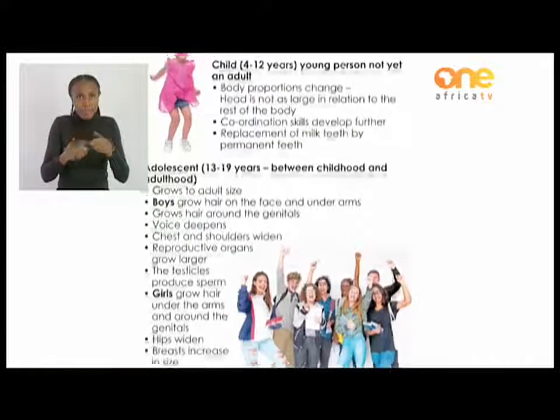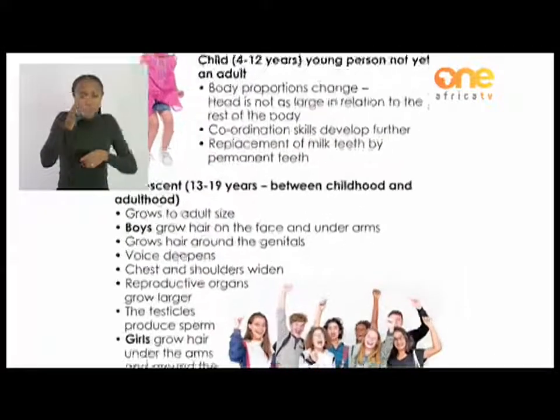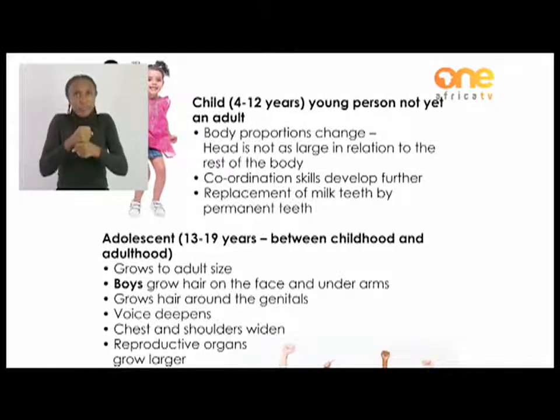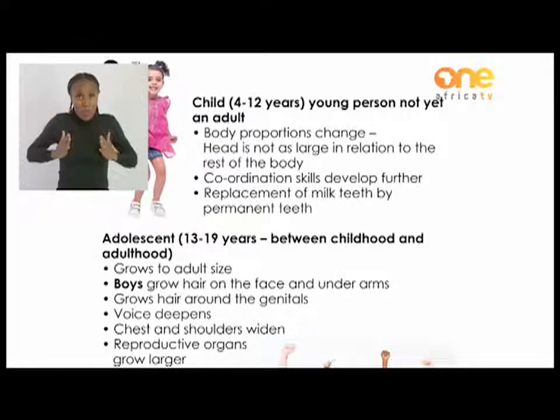A child, or children, their age should be between 4 and 12. These are actually young people, not yet adults. But how do they look? How will you tell if somebody is a child or not? In a child, the body proportions change. The head is not as large in relation to the rest of the body. We explained that in the infant the head is bigger than the body. But here, if you are a child, the body should now be bigger than the head.